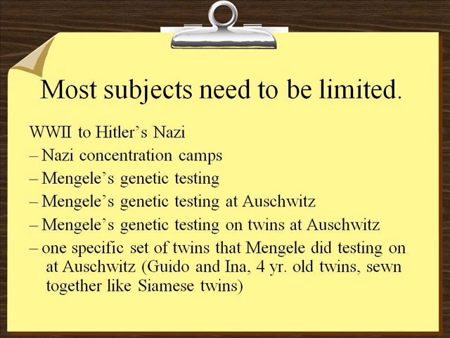That can then be narrowed even further to the testing experiments on twins at Auschwitz, then to a specific set of twins. In this case, we could look at Guido and Ina, who were 4-year-old twins who were sewn together to see if they could become Siamese twins. This is a much more manageable subject than World War II in general, and the limiting of the original topic helps students locate appropriate information that they can use to write a solid paper.